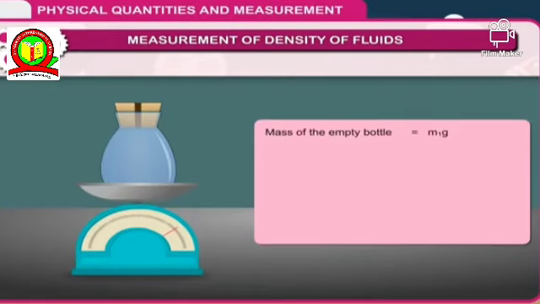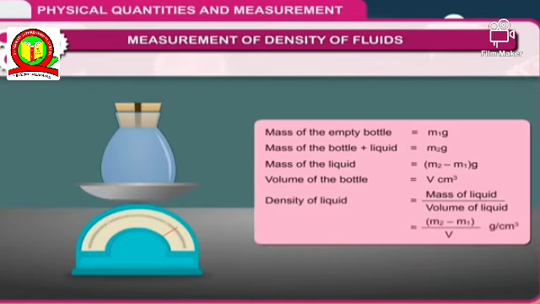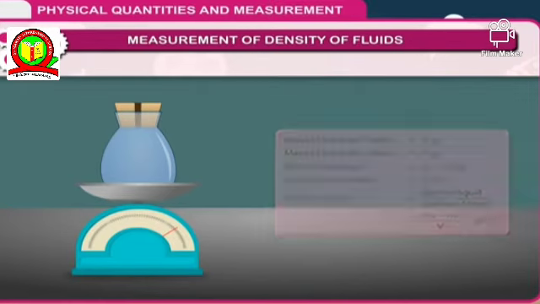3. Mass of the empty bottle is equal to m1 g. 4. Mass of the bottle plus liquid is equal to m2 g. 5. Mass of the liquid is equal to (m2 minus m1) g. Volume of the bottle is equal to V centimeter cube. Density of liquid is equal to mass of liquid divided by volume of liquid, which is equal to (m2 minus m1) divided by V gram per centimeter cube.